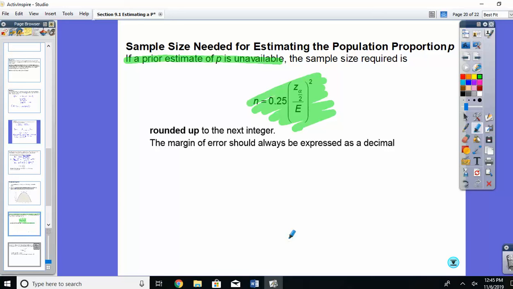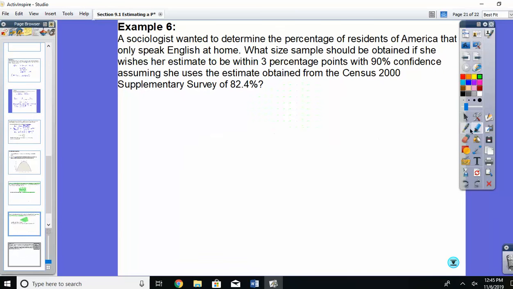So let's look at this. A sociologist wants to determine the percentage of residents of America that only speak English at home. What sample size should be obtained if she wishes her estimate to be within 3 percentage points with 90% confidence, assuming she uses the estimate obtained from the census in 2000 of 82.4%.